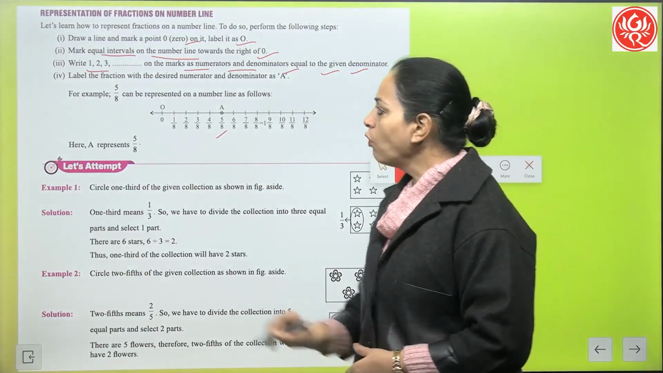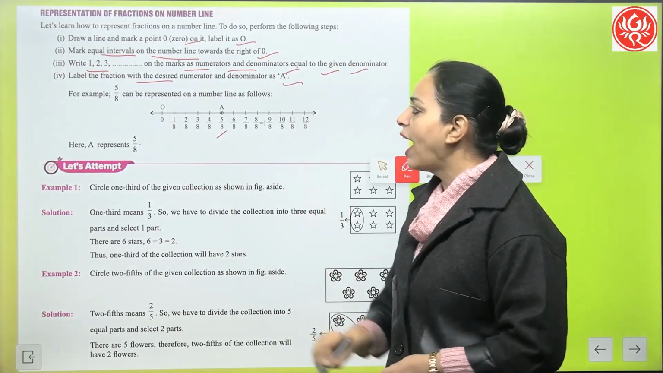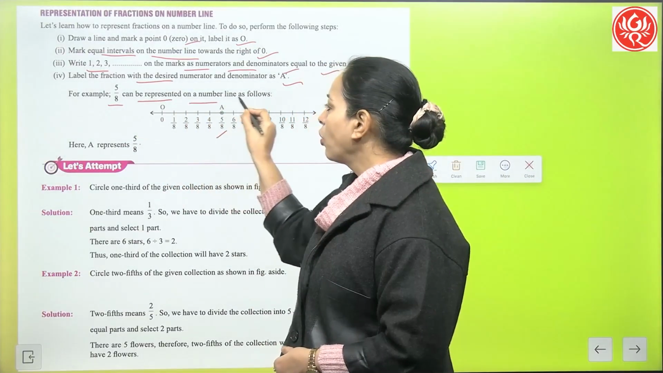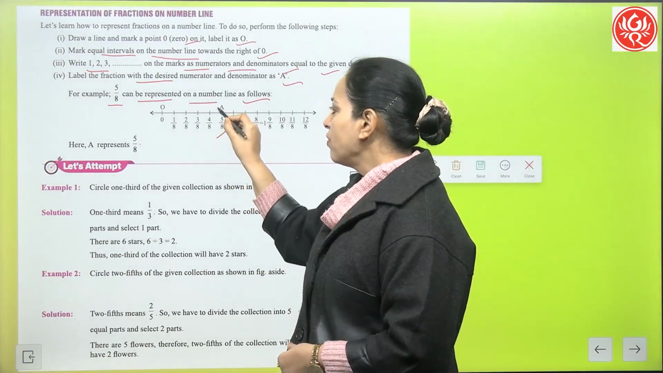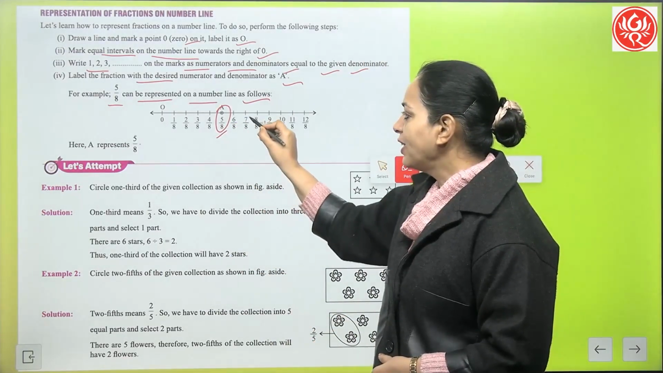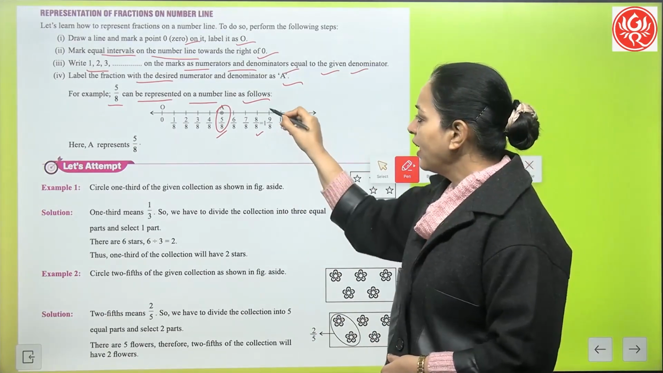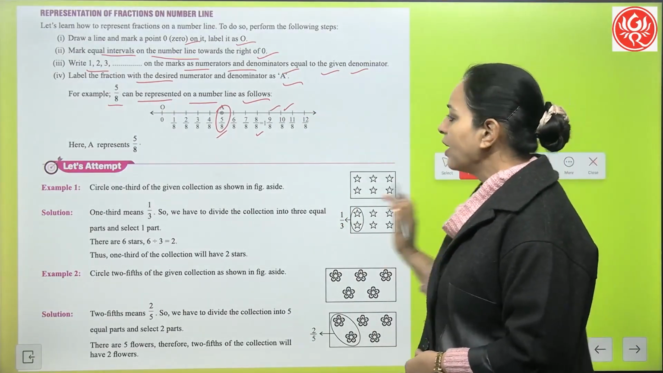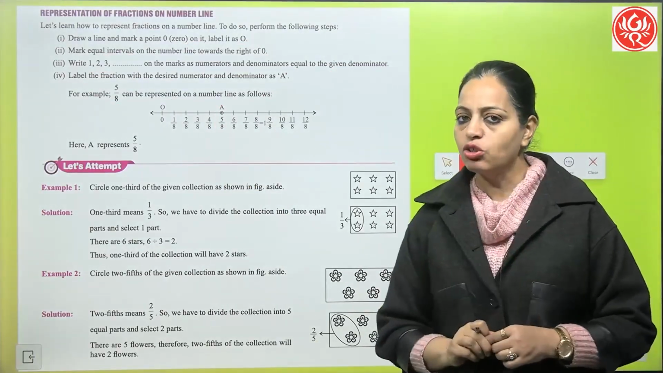Okay. Then the fourth one, label the fraction with the desired numerator and denominator as A. For example, 5/8 can be represented on a number line as follows. So 1, 2, 3, 4, 5. This is 5/8, right? 6/8, 7/8, 8/8 ये बन जाएगा 1. फिर आप नेक्स्ट ले लेंगे 9/8, 10/8 like this. So here A represents 5/8. Very simple. Okay, I hope this is clear to you.